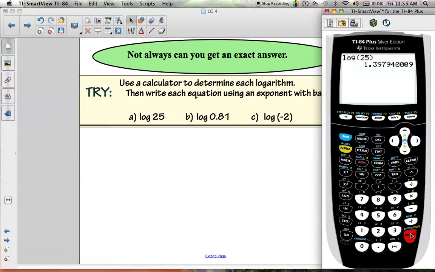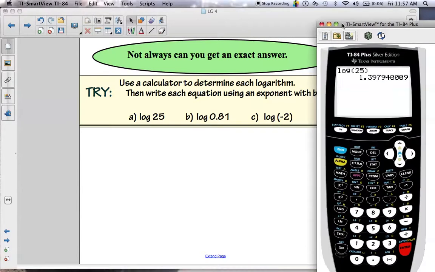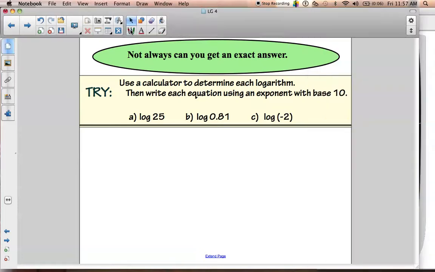And we know the answer is 1.397. Doesn't say the decimal places, so let's do it to 2 decimal places. So the answer would be 1.40 for the first one. So you would write down 1.40. All right.